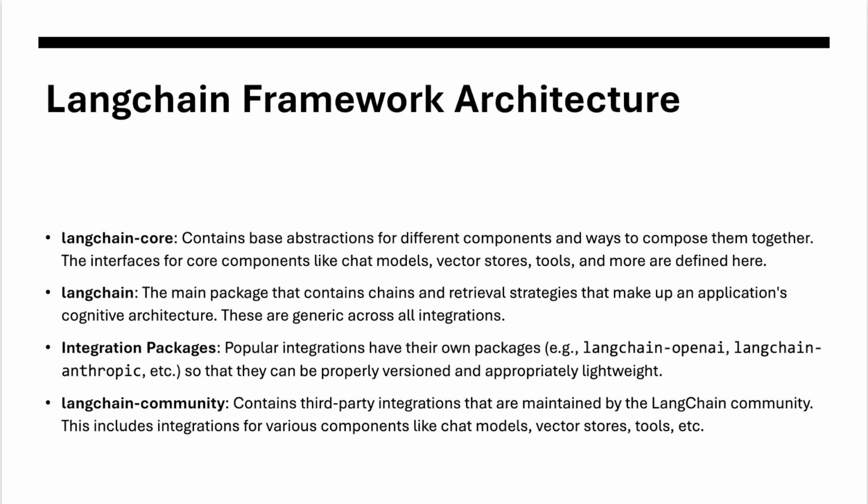The next component of LangChain is the LangChain package itself. It's the brain of your application. It is built on top of LangChain core and contains high-level chains, retrieval strategies, and agent logic. We'll see all of them in the coming videos. This is where your app's cognitive architecture takes shape, whether it's a document QA bot or a multi-step reasoning agent. The key is that it's integration agnostic. It does not care if you use OpenAI, Hugging Face, or any other provider. As long as you're following the same architecture, it works well with the application.